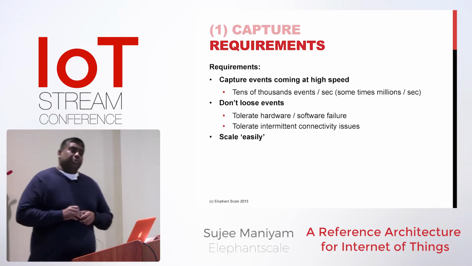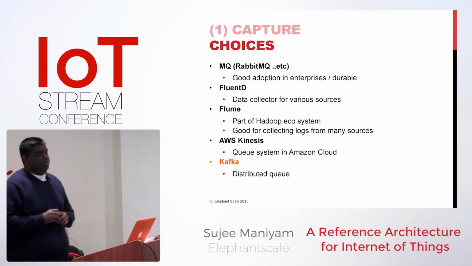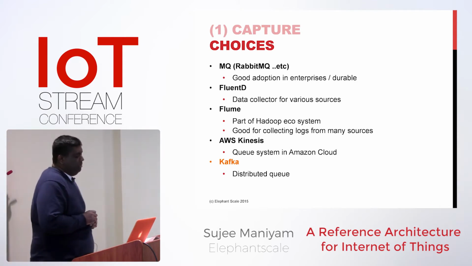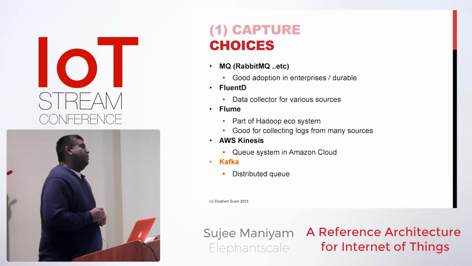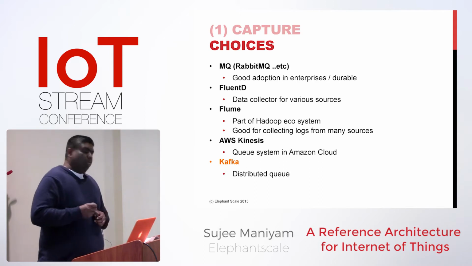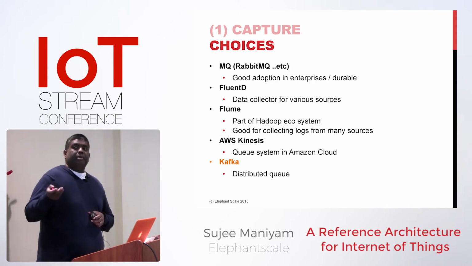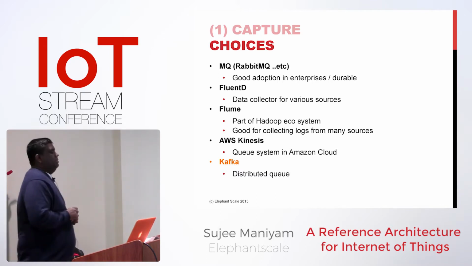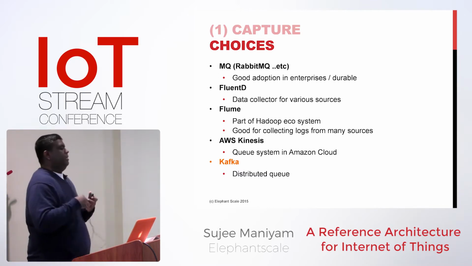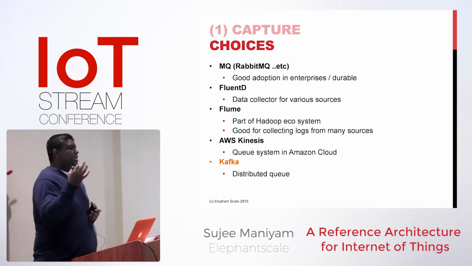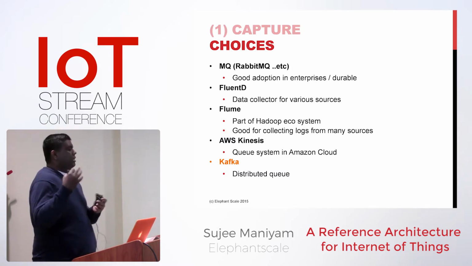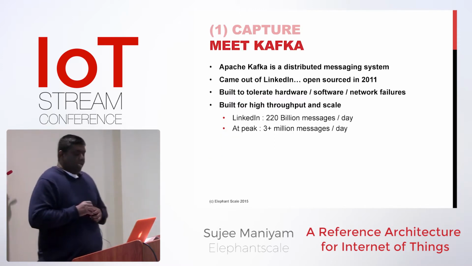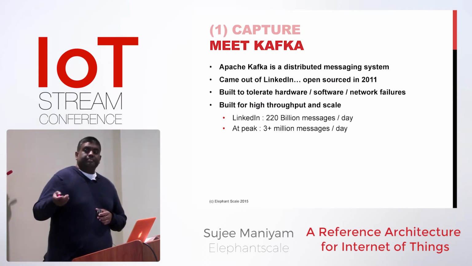So what are our choices? A few choices: you can use MQ, which is very popular in the enterprise world. Fluentd. Flume is more part of the Hadoop ecosystem. Kinesis is a message queue on Amazon, so it's pretty much a hands-free message system. You set it up, and it scales automatically and captures events, and so on and so forth. What I really want to look at is something called Kafka.